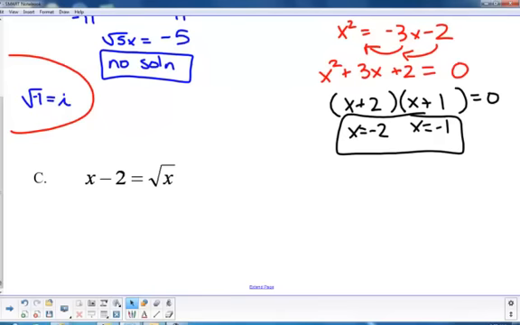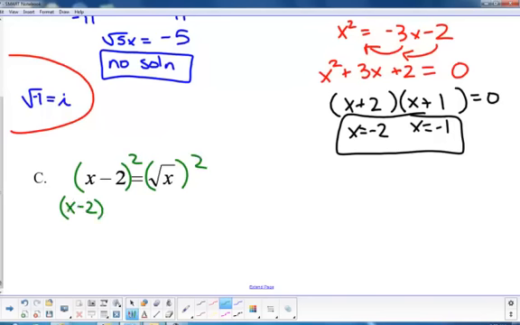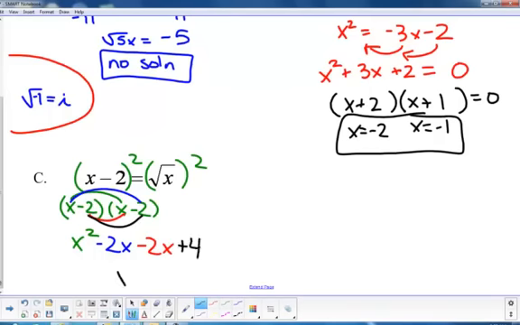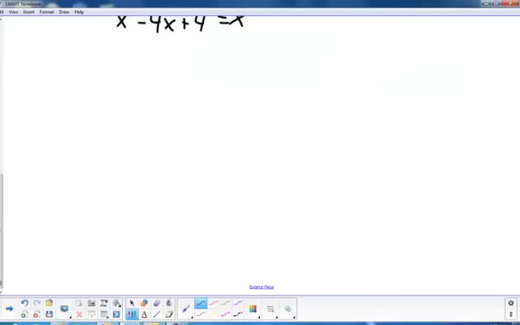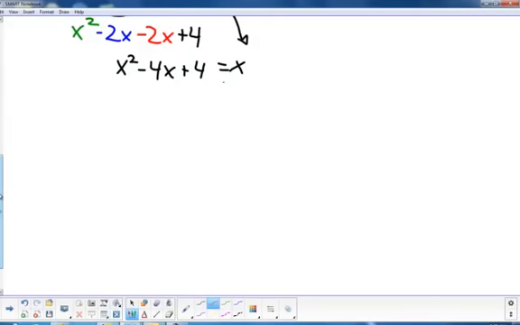And the last one, square both sides. So when you square something like this, remember we have to do that FOIL method, that double distribution. So this is really x squared minus 2x minus another 2x plus 4. So this side simplifies to x squared minus 4x plus 4. And we still have equals x. Whoa. So we're going to have to subtract that x to set it equal to 0.